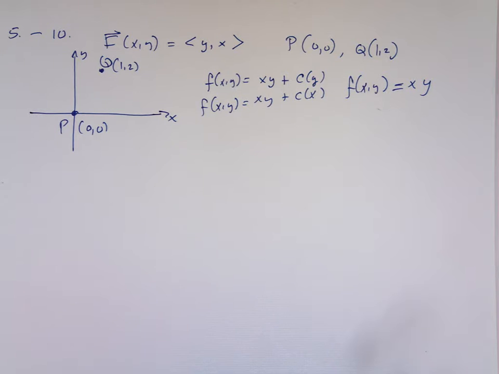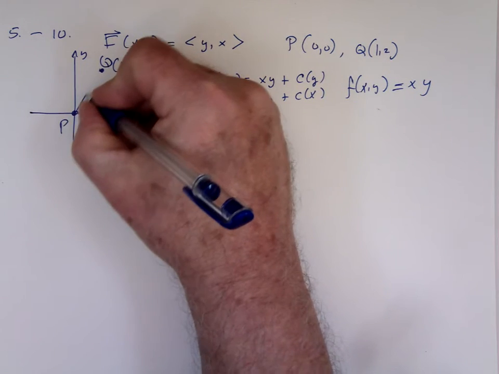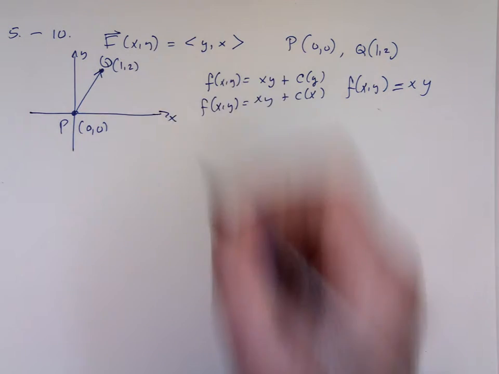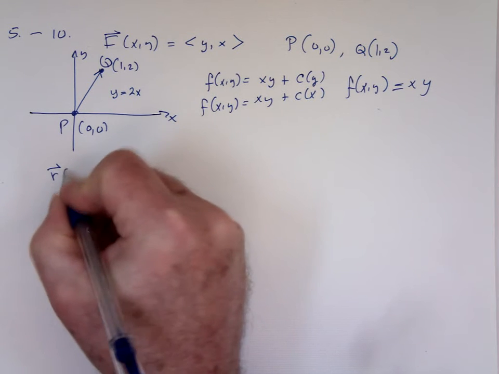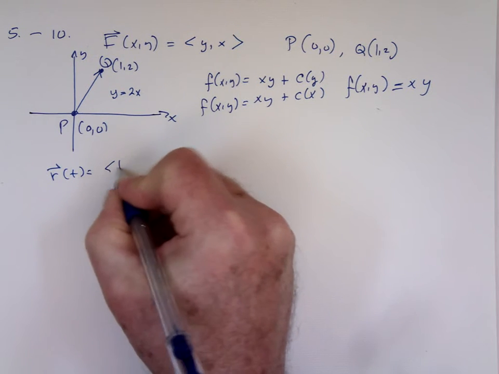6, find a linear path parameterization. Well, this is y equals 2x. The obvious linear path parameterization would be t to t.